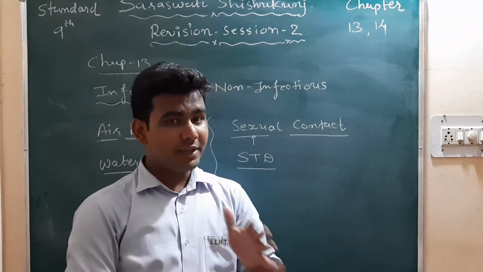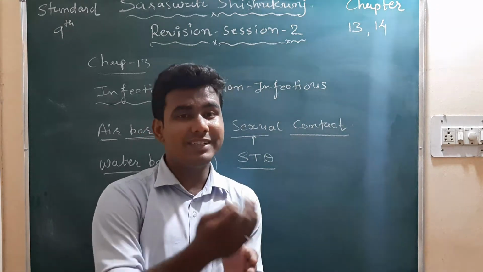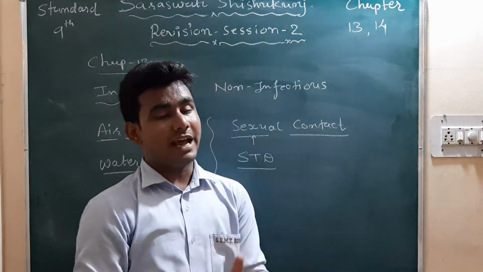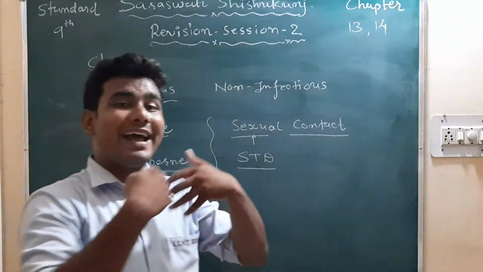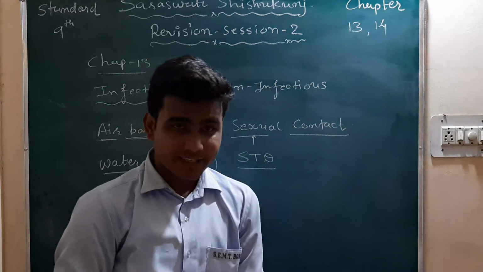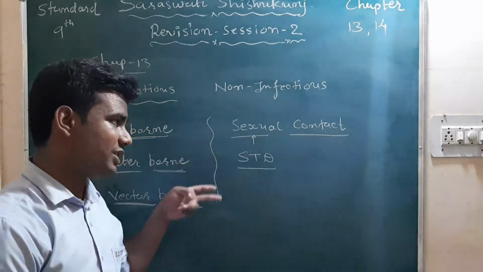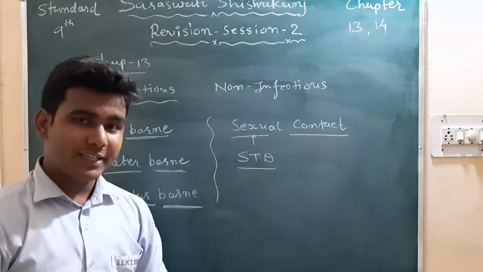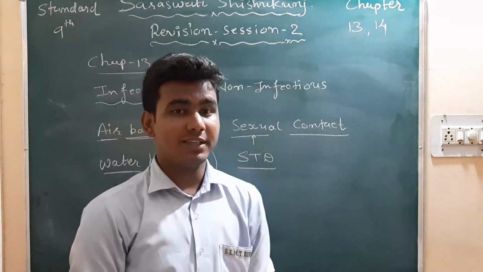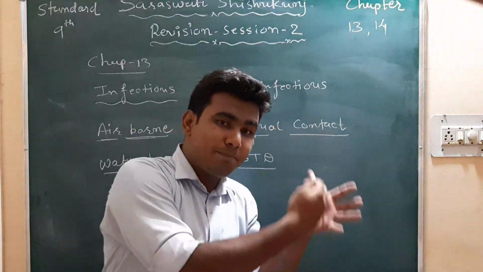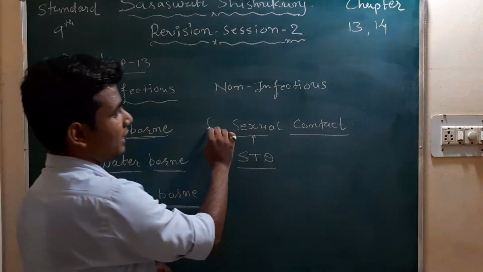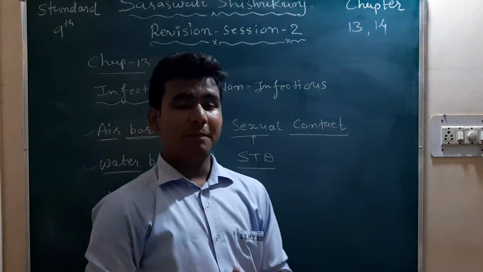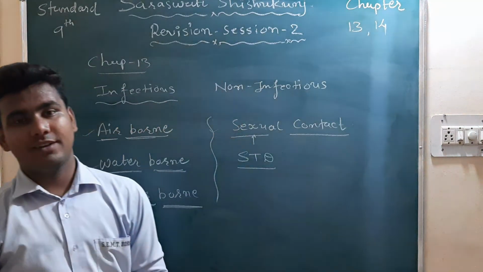So this way, if the question on the means of spread, or how infectious disease is spread, is asked, you can write these 4 points. If it is asked in 2 marks, you can just write down the points, but if it is asked in 3 to 4 marks, then in that case you have to explain what is airborne, waterborne, vector-borne, and how it is spread by sexual contact.